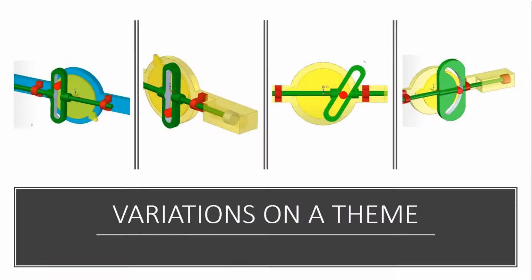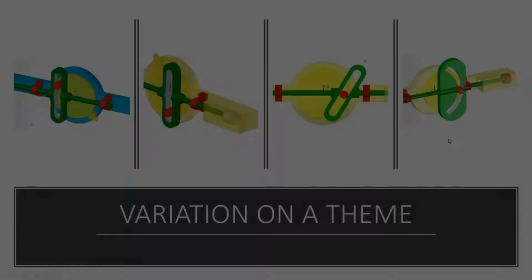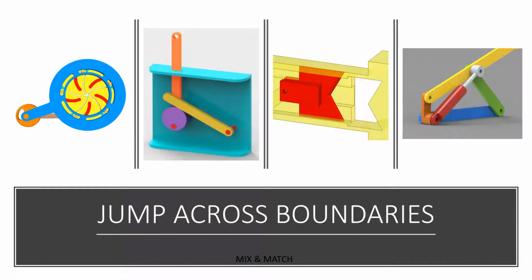The idea of simple variations on a theme, this Scotch yoke. We start with a simple Scotch yoke, vertical. We add pieces, this piston here. Then we change the angle. We change the angle straight to an arc. And then we jump across boundaries. We mix and match and start adding different concepts together.